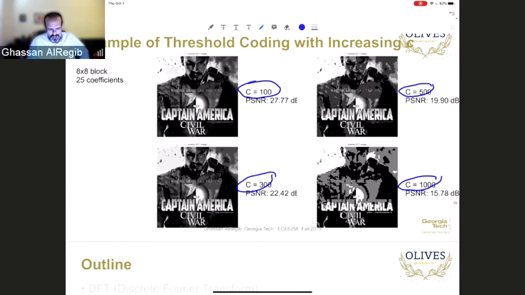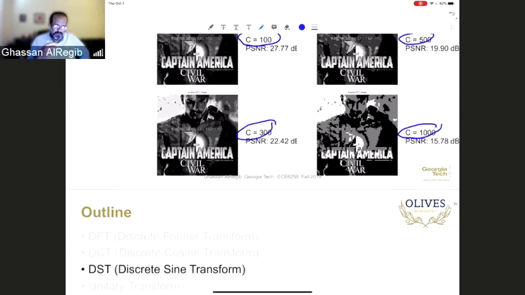So this experiment tells you how much there is constant compression, which is the trade-off between the rate, which is bits per pixel, and the quality that you have in pixels.